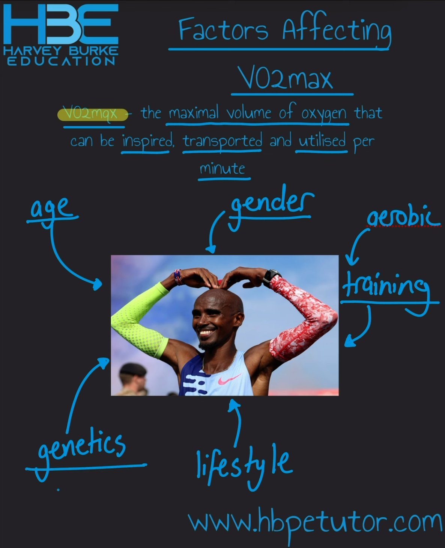In terms of genetics, you could talk about how the amount of type 1 fibers you have is genetically determined to an extent. So that would impact your ability to utilize oxygen. And then lifestyle, the main thing here would be smoking. So if you smoke, you inhale carbon monoxide, and carbon monoxide binds to hemoglobin instead of oxygen. So that would drastically reduce your ability to transport oxygen to the muscle.